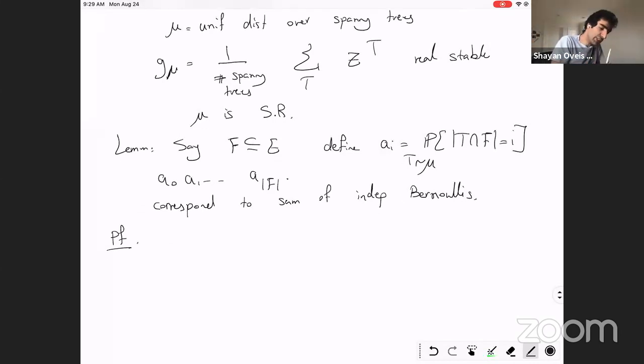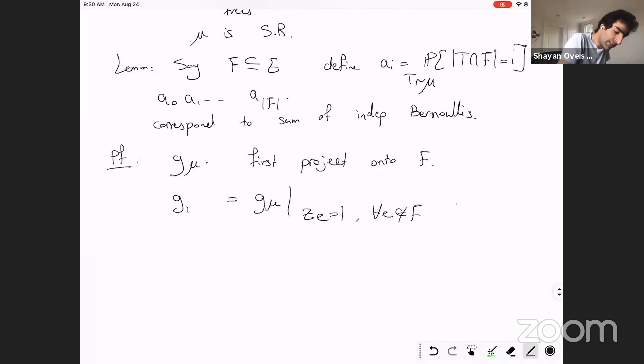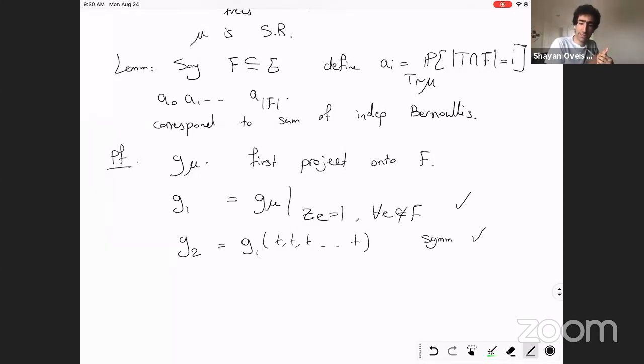How would you prove this? The proof basically just follows from what we talked about. You start with G_mu, the generating polynomial of the uniform distribution over spanning trees of my graph. That's a real stable polynomial. Now I want to get to that set F. So first, project onto F. Let's define G1 to be G_mu, where you set Z_e equal to 1 for all e not in the set F. So first you project onto set F, and that's a real stable polynomial. Then you define G2 to be G1 of t, t, t. So you symmetrize. You also said real stable polynomials are closed under symmetrization. You symmetrize, you get this univariate polynomial, and it's still real stable.